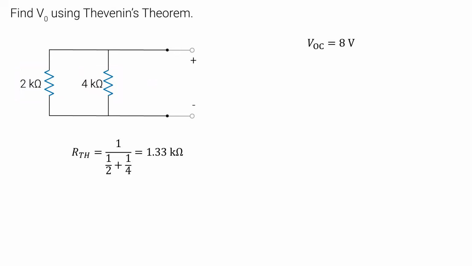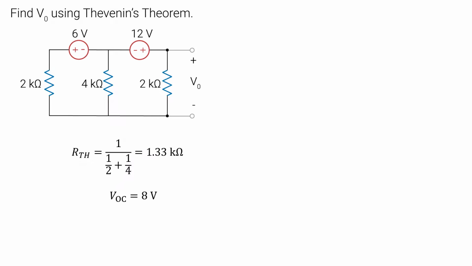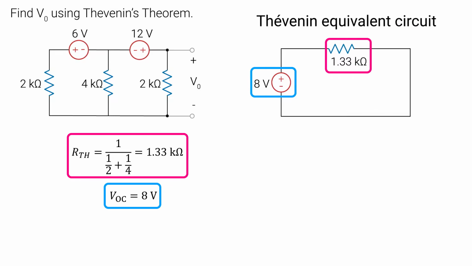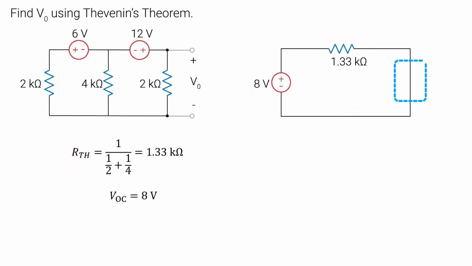If you need a refresh on combining resistors, please see the description. I have a whole video on that topic. Now that we have both the voltage and resistance, we can draw a new circuit with those values in series to each other. This is our Thevenin equivalent circuit. And right here, we can place our load.